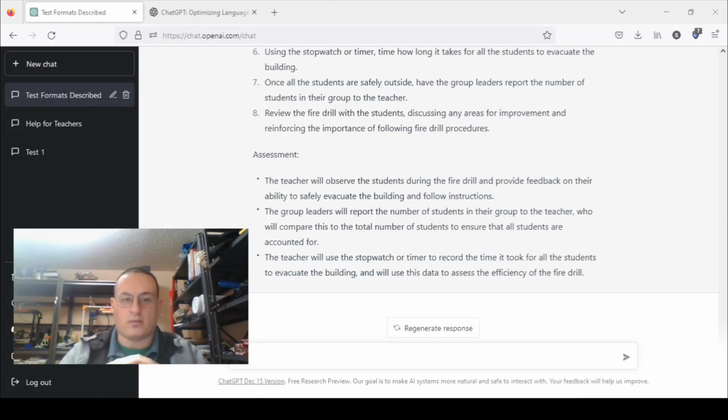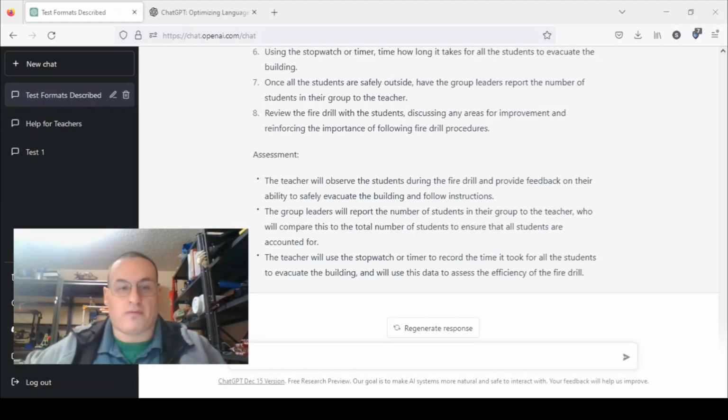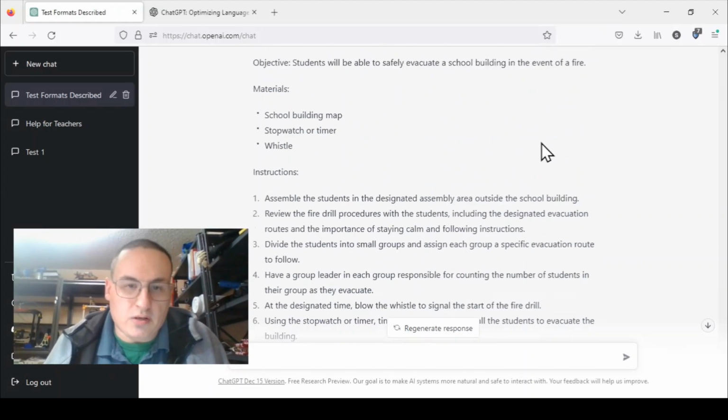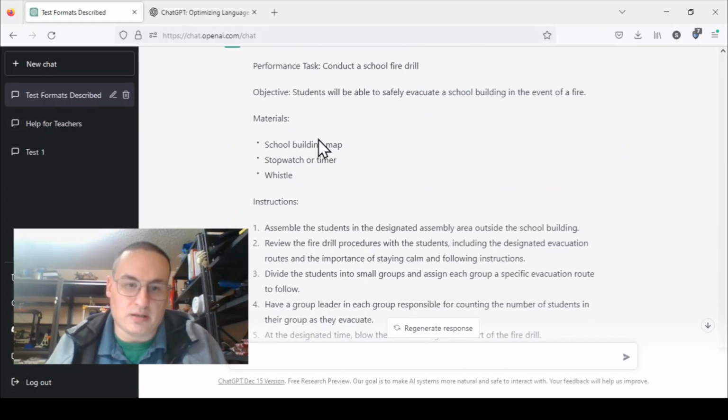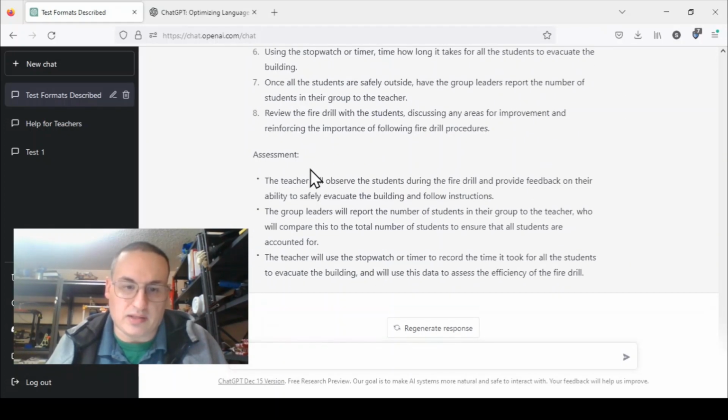The final test format that this GPT chat will write is a performance task. So you might have heard it called a station test or a skills test. And so I had it write one for fire drill. And if you do a fire drill, always check with your fire marshal or an admin about the best way to do that. But here it has objectives, materials, instructions, and the assessment.